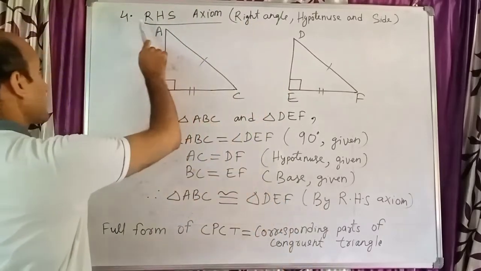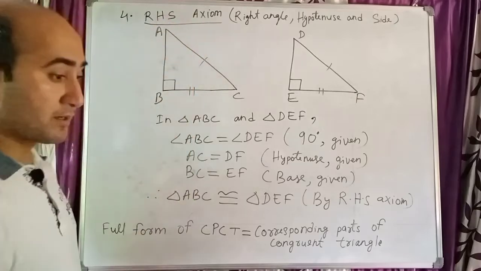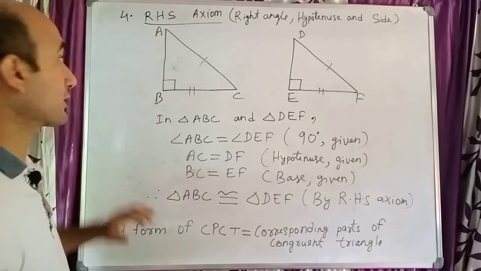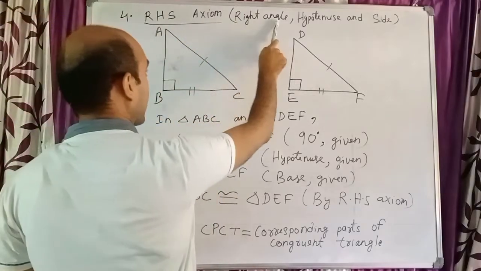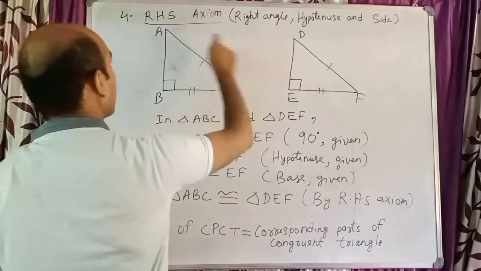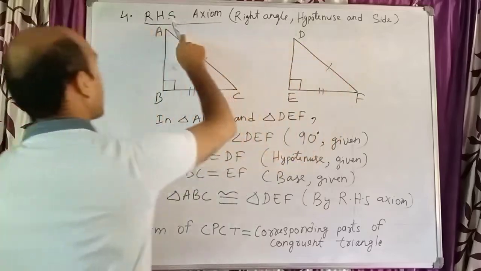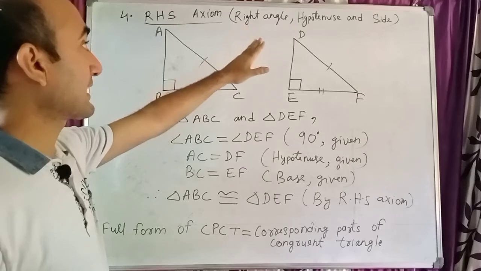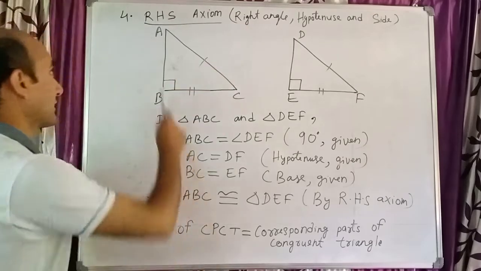Children, let us learn the fourth condition of congruency of a triangle. So we have a fourth condition, the RHS axiom. Please don't take RHS as right hand side. Here in this triangle chapter, RHS means R for right angle, H for hypotenuse, and S for side. Now I will tell you the meaning of right angle, hypotenuse and side.